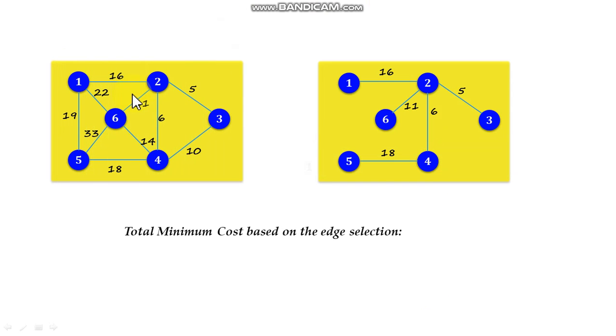So see here, for this example graph, these vertices 1, 2, 3, 4, 5 and 6 form the minimum spanning tree for this graph with the costs 5, 6, 11, 18 and 16. Okay, I am going to add the minimum cost based on the edge selection. So 5 plus 6 plus 11 plus 16 plus 18 equals 56. So the total cost based on the edge selection for this graph is 56.